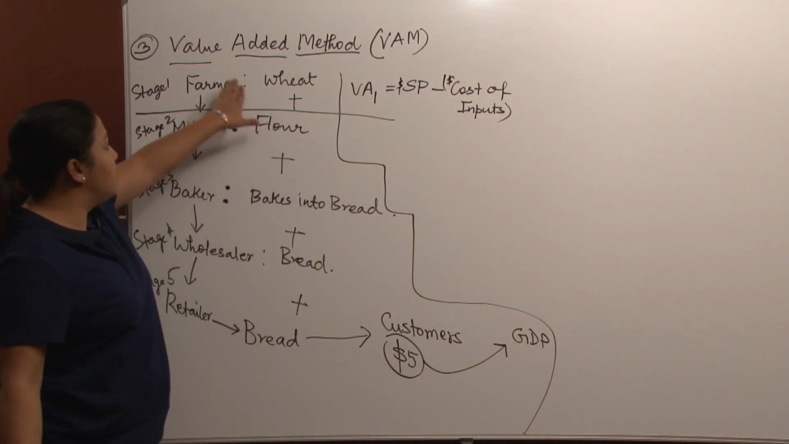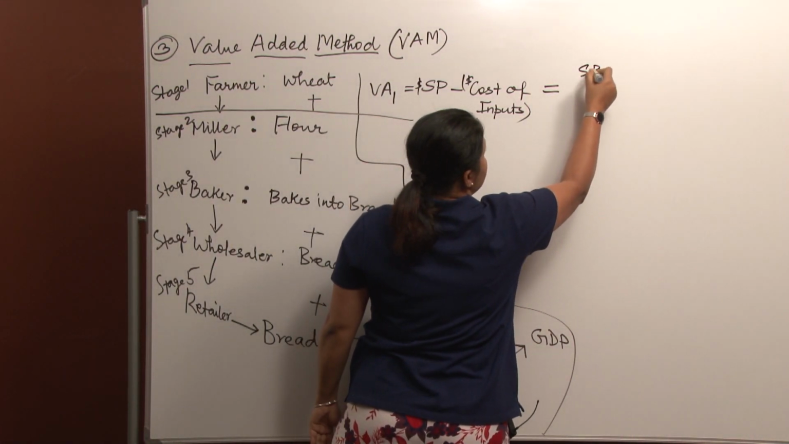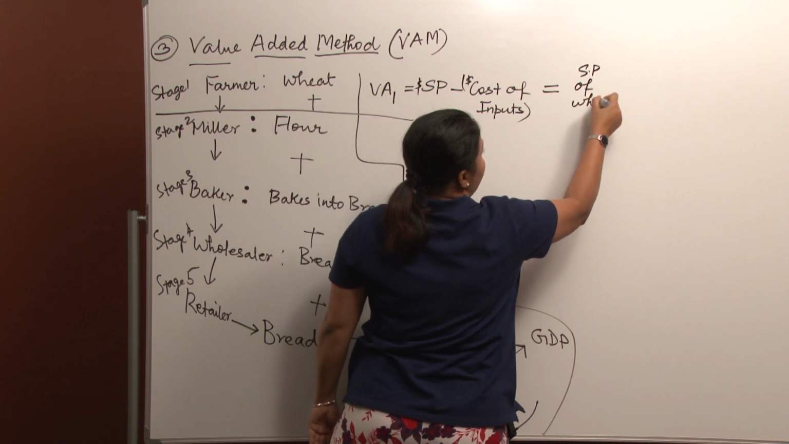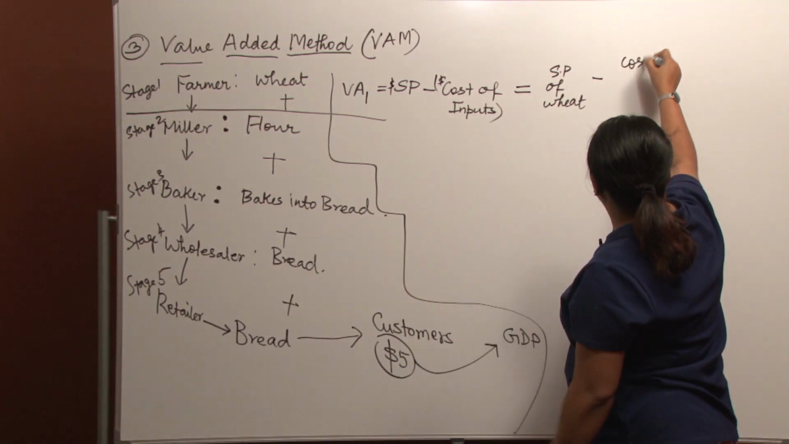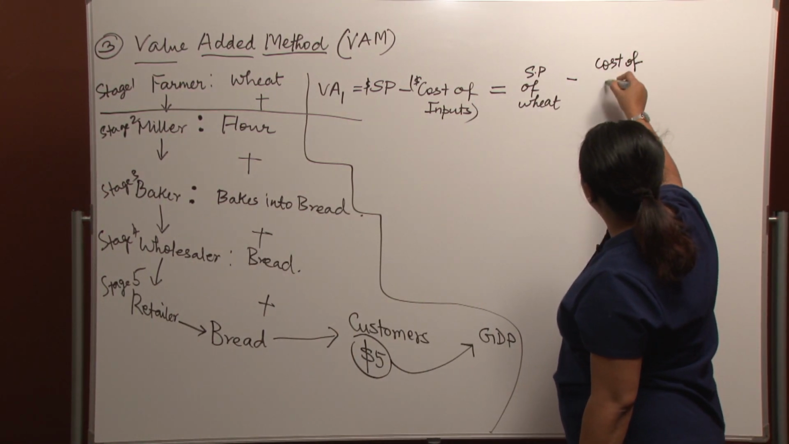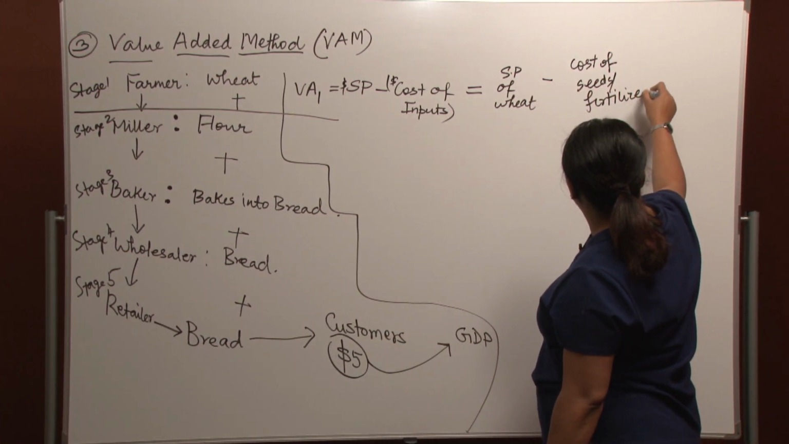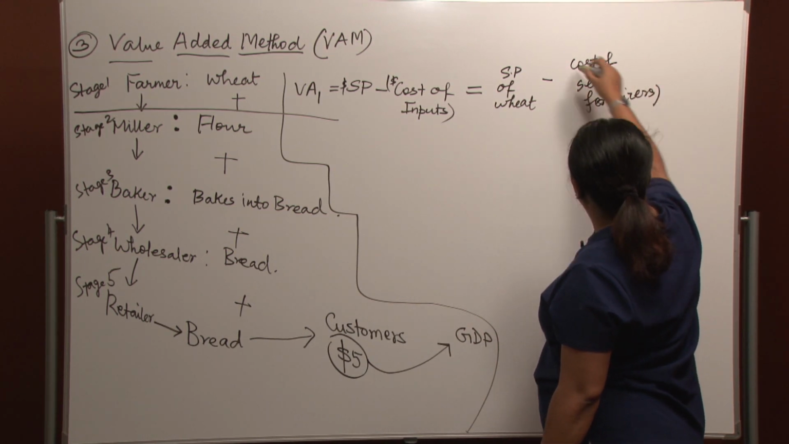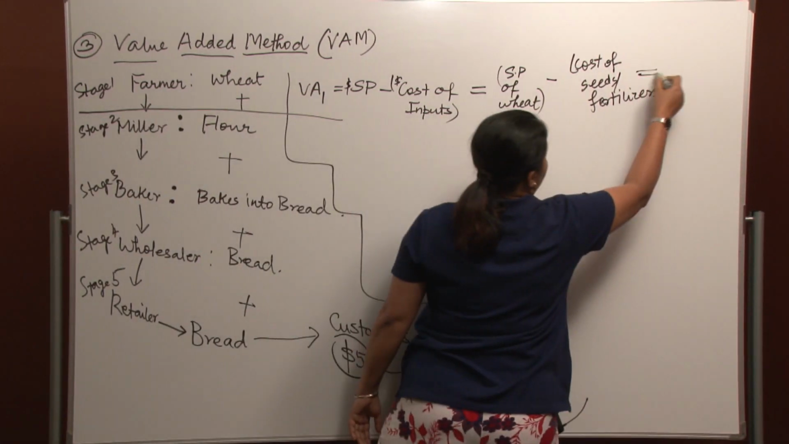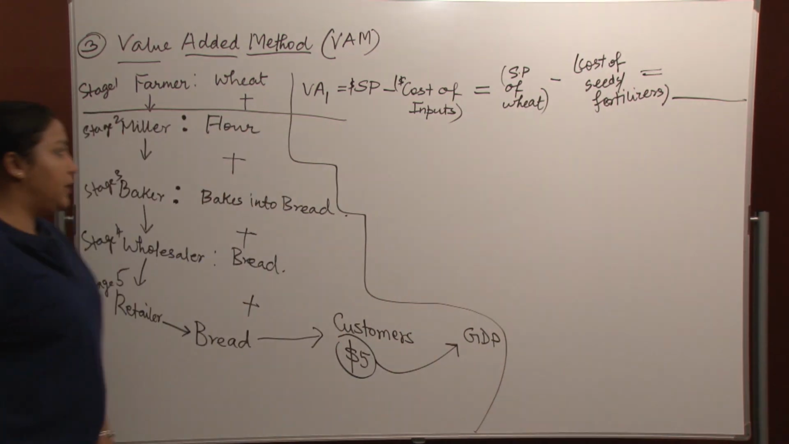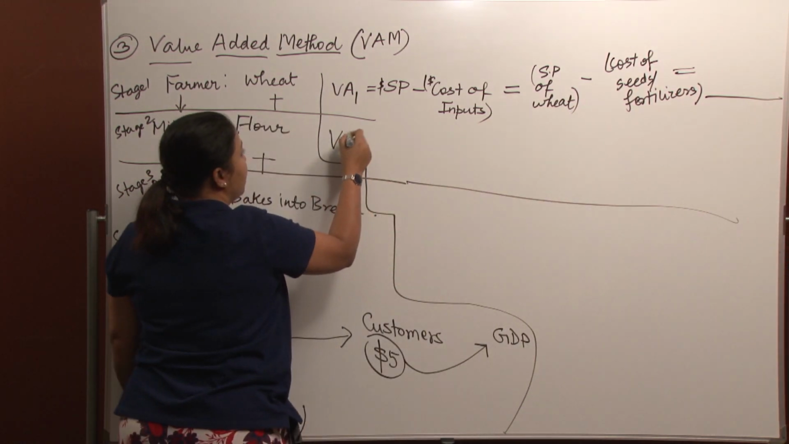So what we are trying to say is, for the farmer, for his wheat, the value added is the selling price he gets by selling his wheat to the miller, whatever price he sells it for, minus the cost of his inputs, for example maybe seeds, fertilizers, etc., whatever he has required for growing wheat, right? That is the farmer's value added, and you end up getting a number for that value added, VA1. Similarly for stage 2, you can get the value added for the miller, right?